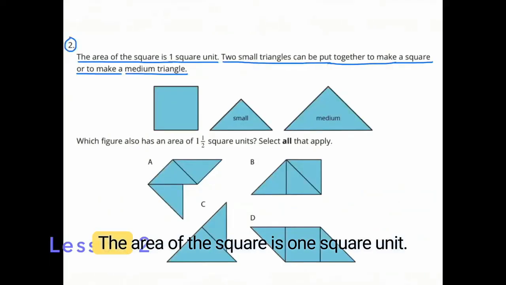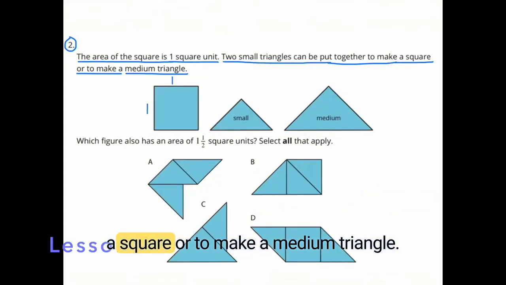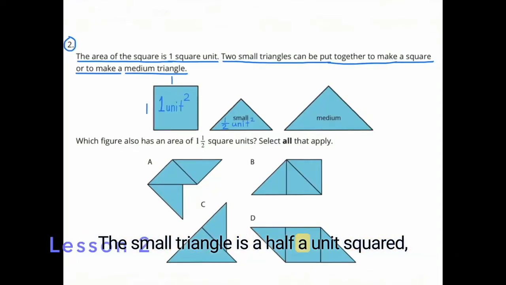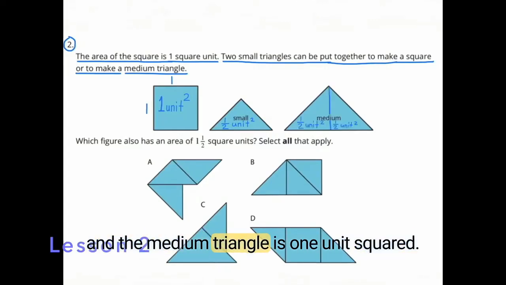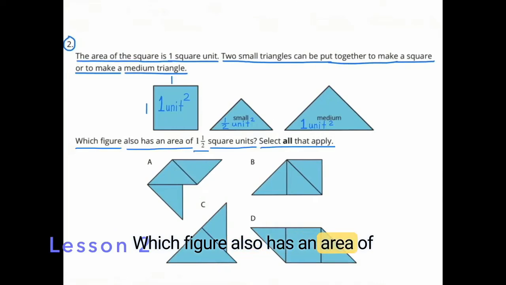Number 2. The area of the square is 1 square unit. Two small triangles can be put together to make a square or to make a medium triangle. So the square is 1 by 1, which is 1 square unit. The small triangle is a half a unit squared, and the medium triangle is 1 unit squared. Which figure also has an area of 1.5 square units?